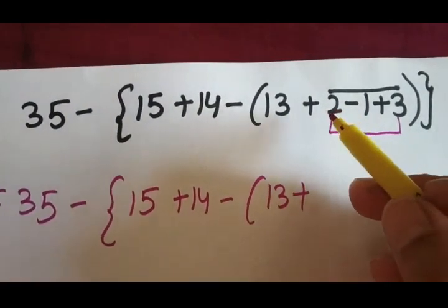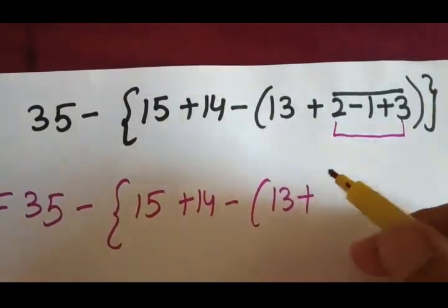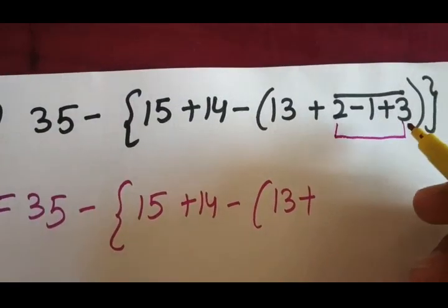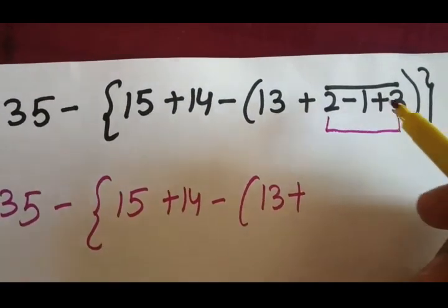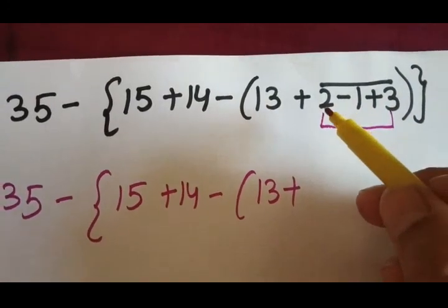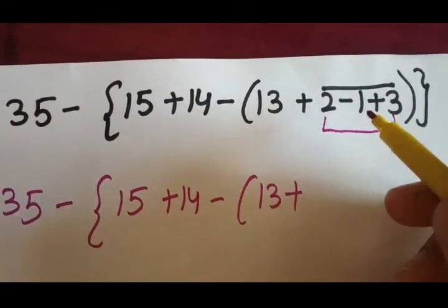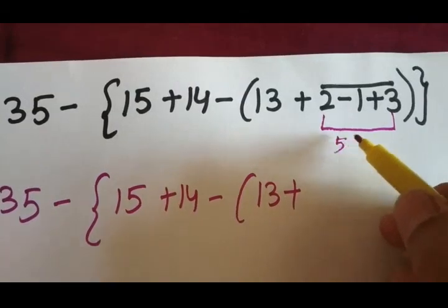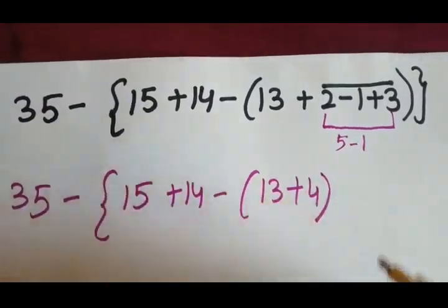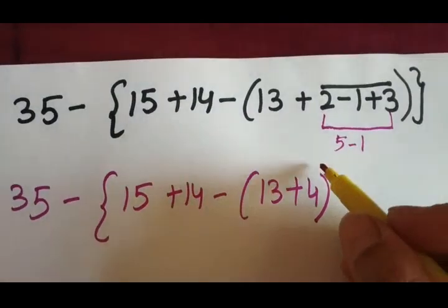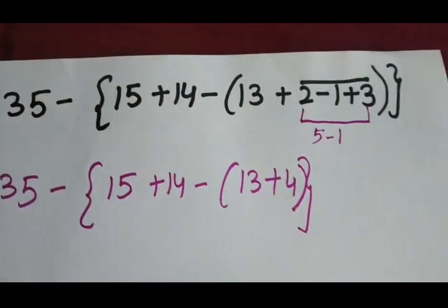Under the bar bracket, either we can add 3 and 2 minus 1, which gives 1, then 1 plus 3 is 4. Or first we can add 2 plus 3 is 5, and 5 minus 1 is 4. So 2 plus 3 is 5, 5 minus 1 is 4. Now this small bracket is closed and the curly bracket is also closed.